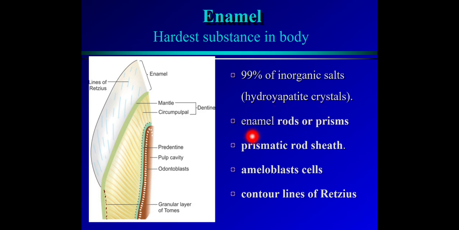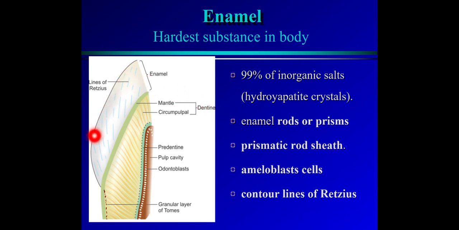These hydroxyapatite crystals are in the form of longer cells, called enamel rods or prisms. These enamel rods or prisms are covered by the rest of the 1% substance, forming the prismatic rod sheath, also called interprismatic tissue. Around these prisms there is the interprismatic tissue which forms the interprismatic rod sheath.